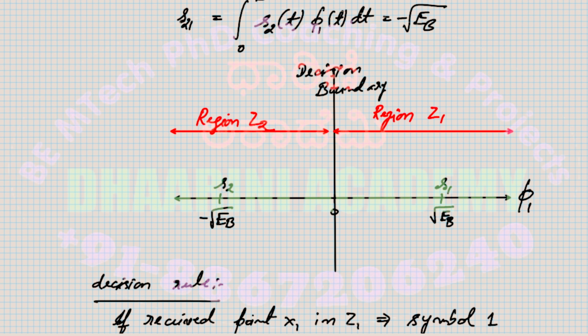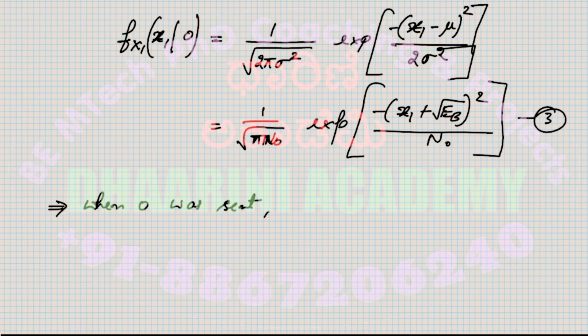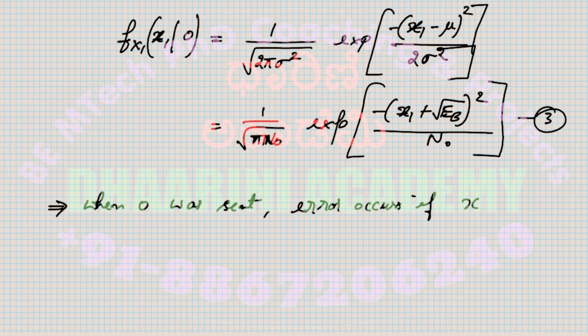So what is the condition for error? You send a symbol 0, right? When 0 was sent, I can say that error occurs if the received symbol, because your threshold is 0, right? So you always compare with 0. If x1 is greater than 0, that means this is an error.